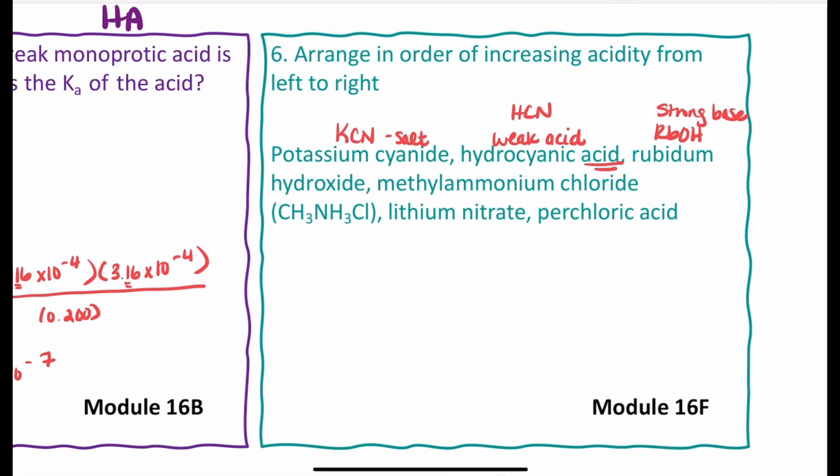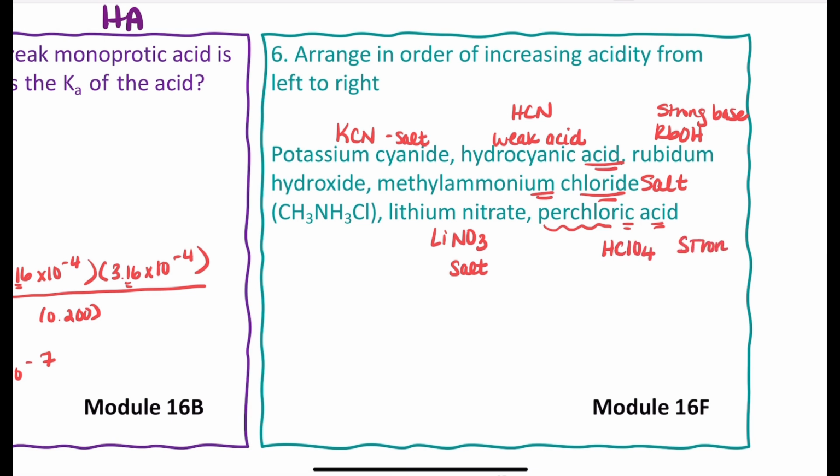Next I have methyl ammonium chloride. I've got the ammonium thing going on here and a chloride. That's definitely telling me a salt. And it's giving you the formula right here. I've got lithium nitrate, LiNO3. That is also a salt. And perchloric acid. Remember, ic acid comes from ate. So perchlorate is ClO4 minus. This is HClO4. And this is one of my strong acids.